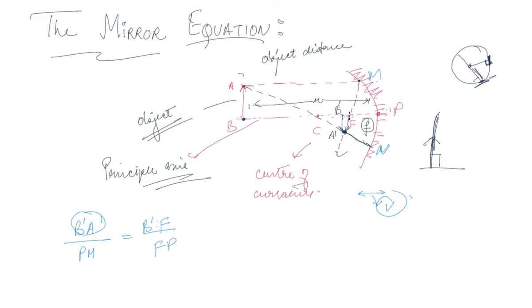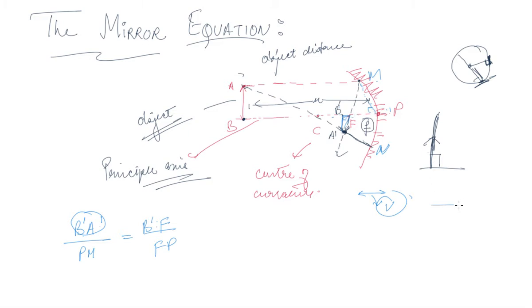So look at this triangle, and if you look at PM, this is a very large mirror and the distance is very small. So you can consider this to be a straight line. If this is a straight line, this will be 90 degrees. Similarly, this is also 90 degrees.